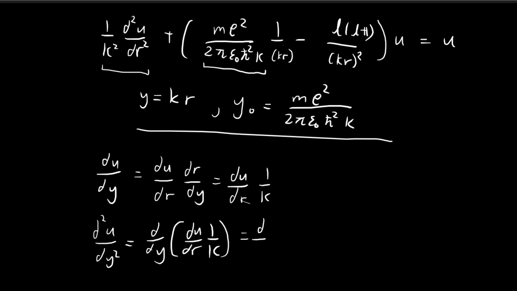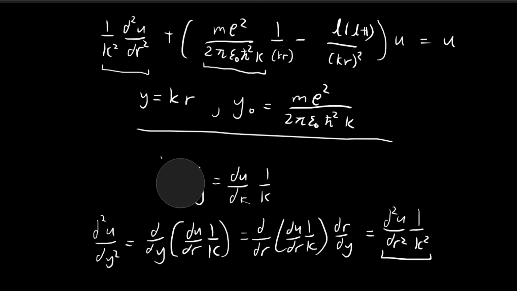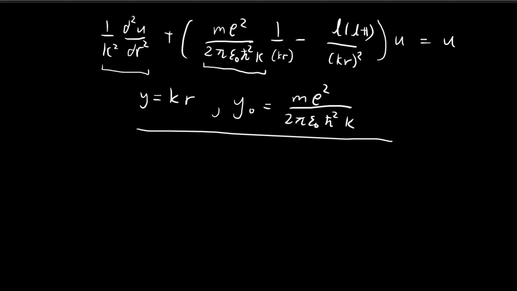Once again, I'm going to use the chain rule, so this becomes d dr of du dr times 1 over k, and then we have dr dy. Once again, dr dy is equal to 1 over k, and it combines with this 1 over k. This 1 over k is unaffected by the dr, so in the end you have d squared u dr squared, times 1 over k, times another 1 over k, so 1 over k squared. So you can see that d squared u dr squared times 1 over k squared, which is exactly this term, is equal to d squared u dy squared. And that is why we can now simplify this differential equation by rewriting this term as d squared u dy squared.